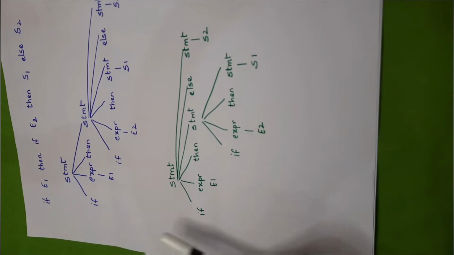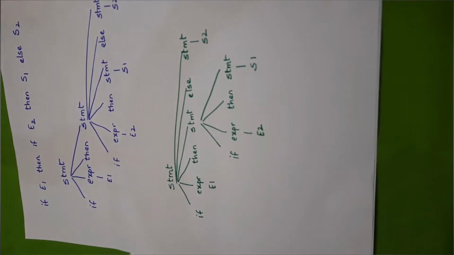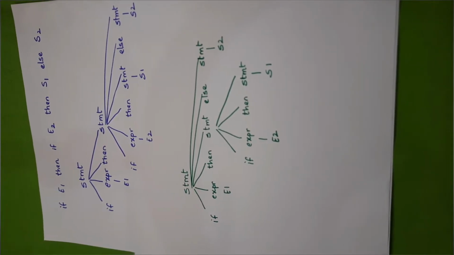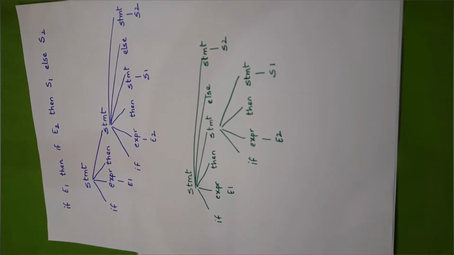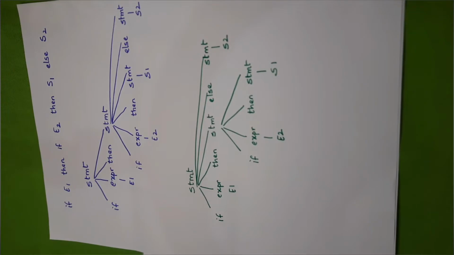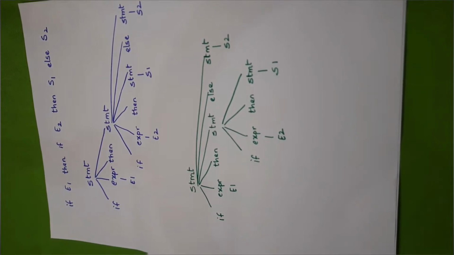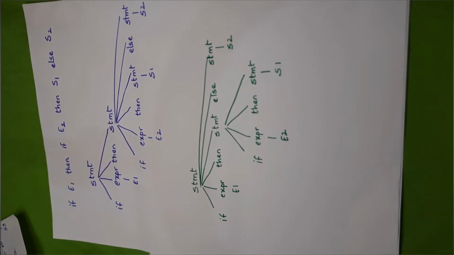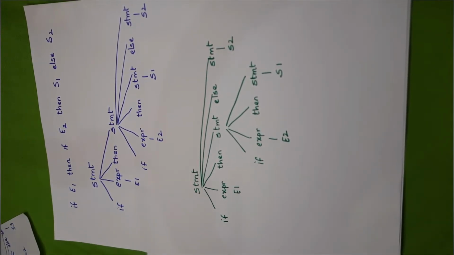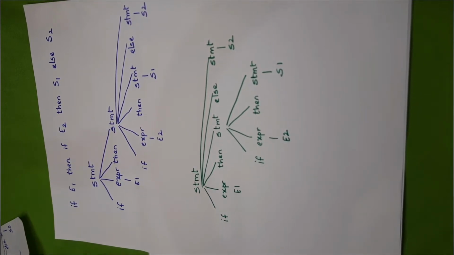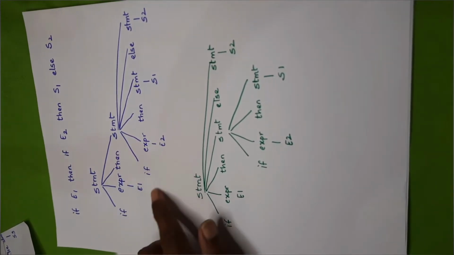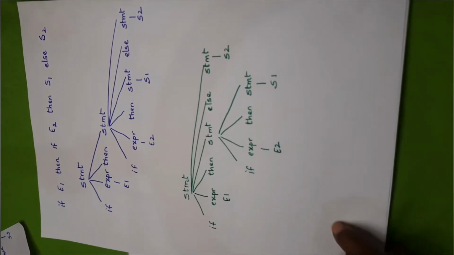So now we have got two different parse trees for the same sentence. When we get two different parse trees, we can tell that the grammar is ambiguous. So why is this grammar ambiguous here? It is because of how we are matching the else with the then statement. Here we matched then with statement and this statement was expanded here. But here we are not doing this.